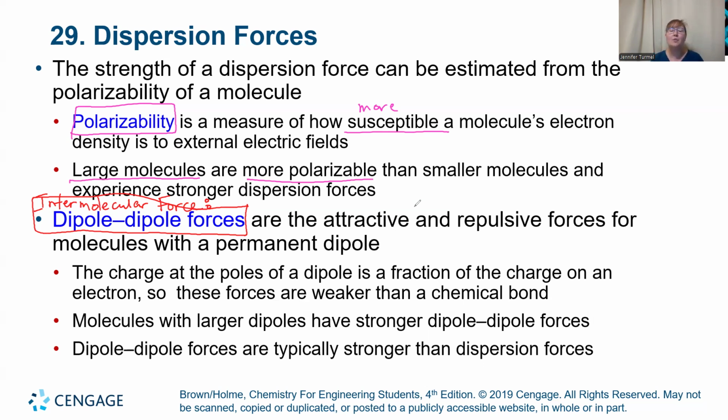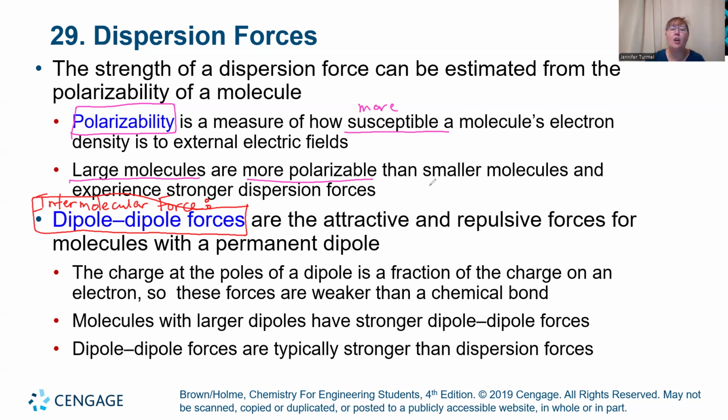These are the attractive or repulsive forces for molecules with a permanent dipole. The charge at the poles of a dipole is a fraction of the charge on an actual electron. So these forces are weaker than a chemical or an ionic bond. Okay, the larger the dipole, the stronger the dipole-dipole forces. And dipole-dipole forces are stronger than your dispersion forces are. So let's take a look at an example of that.